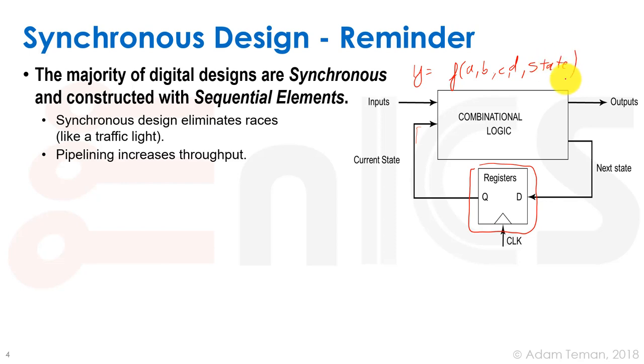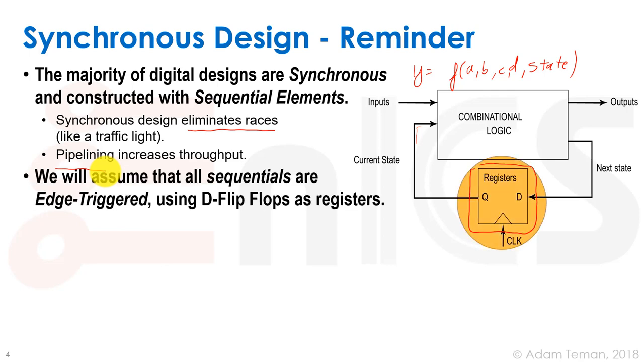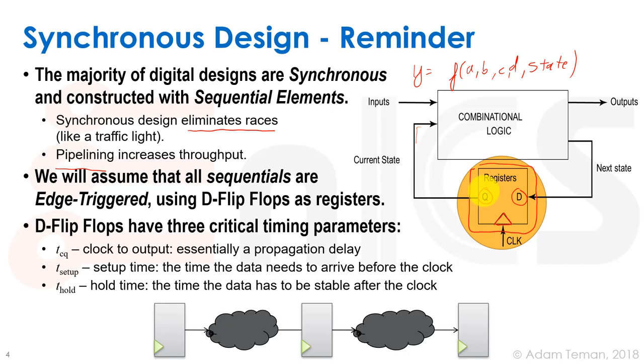And that allows us to do two important things. First of all, it eliminates races. And second of all, it enables us to do pipelining to increase throughput. I'm not going to go deeply into the reasoning behind this. It's one of the basic ideas that we have in digital systems. So just for this course, we're going to assume that all our sequentials, all our registers, are D flip-flops that are edge-triggered. In this case, they're also going to be positive edge-triggered. We're going to mark that by having a little triangle on our flip-flops. Here the input is called D, the output is called Q, and that will be what we'll be using throughout the course.